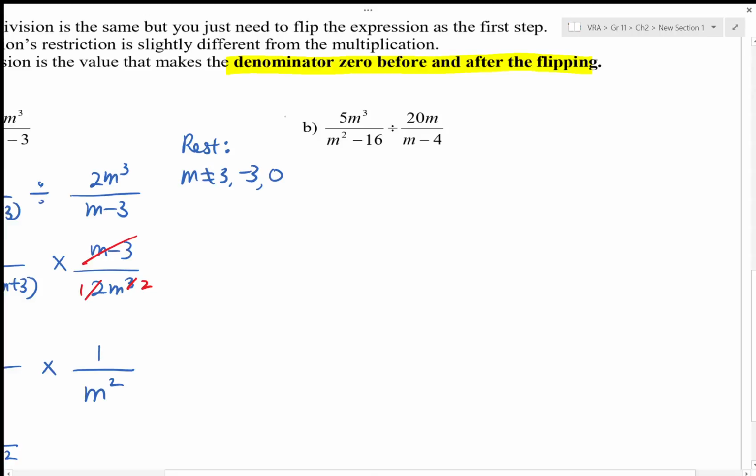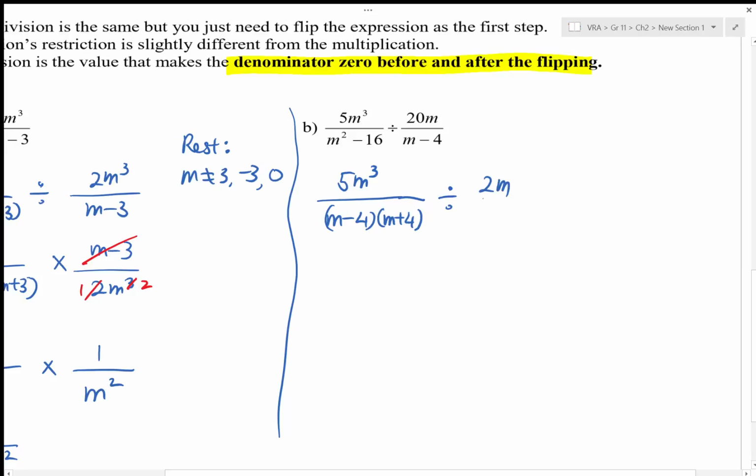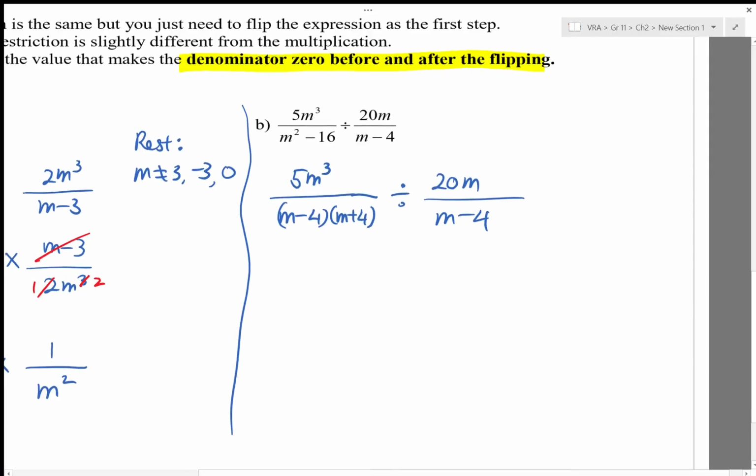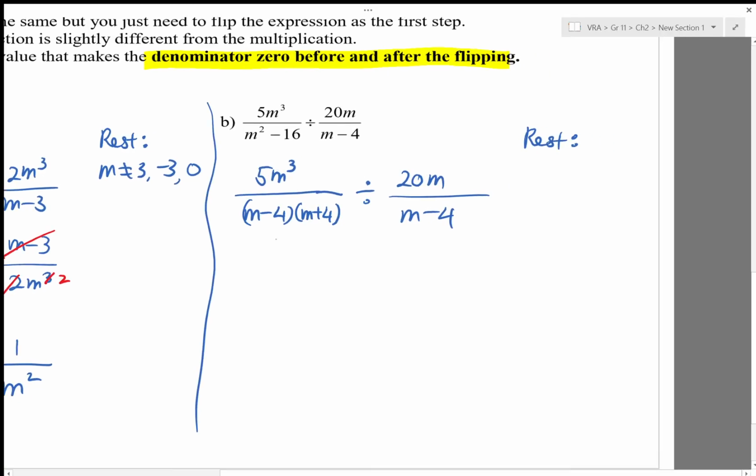Okay, so again, the same way, you have to factor every single thing. So we have 5m cubed over m minus 4 and then m plus 4. I'm not going to take too much time on the factoring anymore because I assume that you have practiced your factoring skills a lot. Divided by 20m over m minus 4. Now the restriction has to be found before and after the flipping. So before flipping, we have this being 0, this being 0, and they cannot be 0. So m cannot be 4 or negative 4.